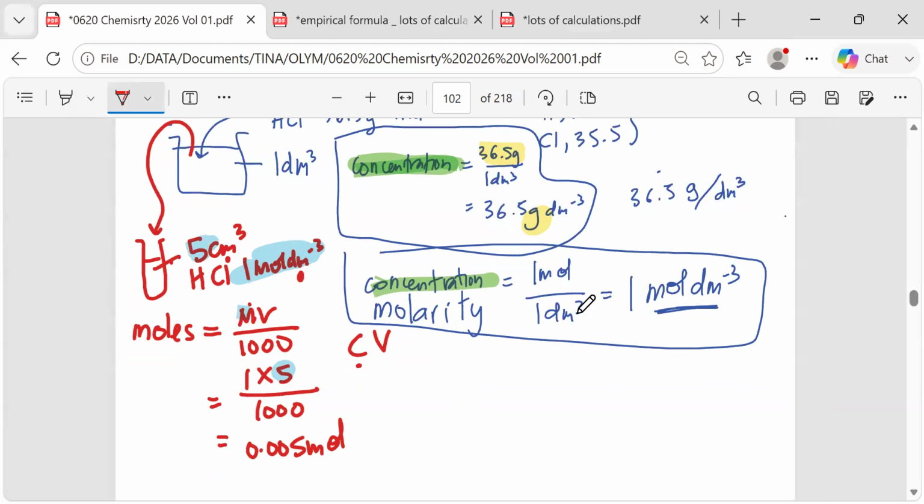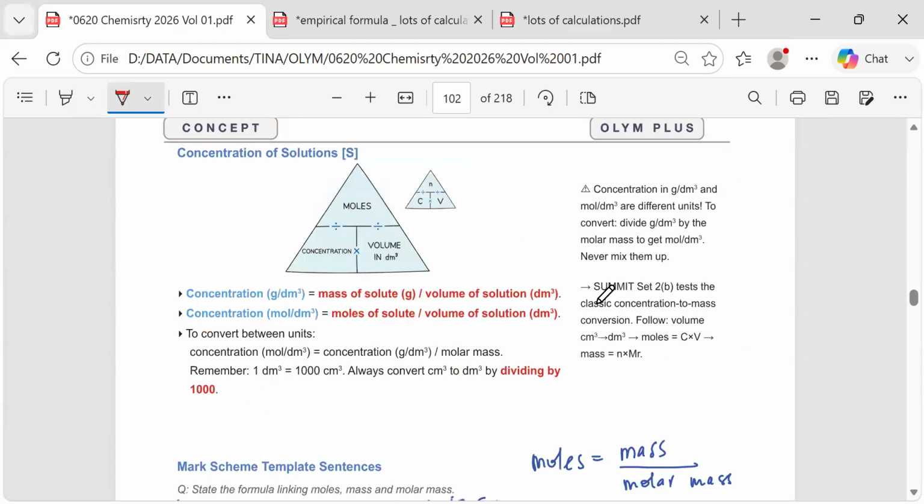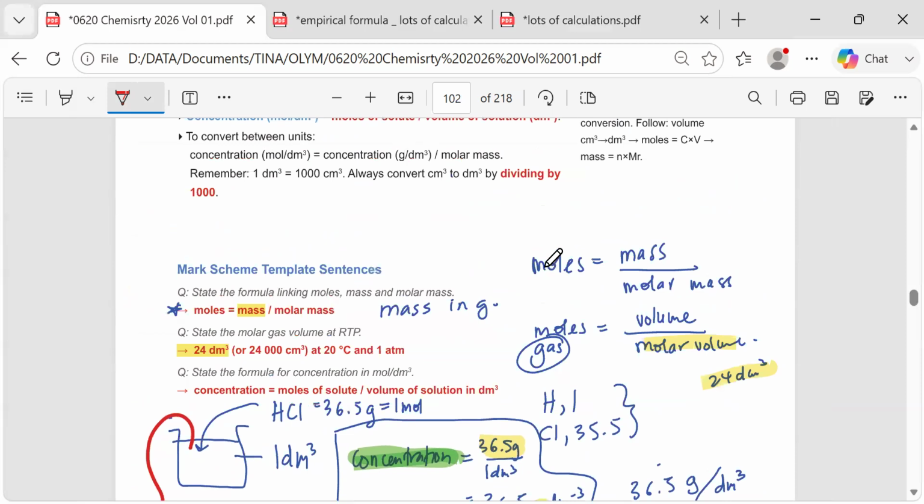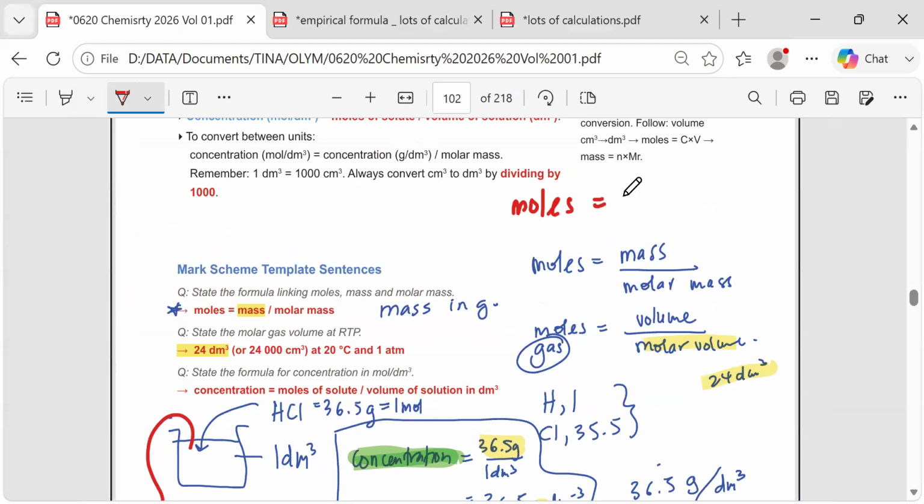So how many formulas? Three. Amount of moles is mass over molar mass. Amount of moles is mv over 1000. And amount of moles is volume over molar volume. So there are three formulas. mv over 1000 is only for aqueous solution.